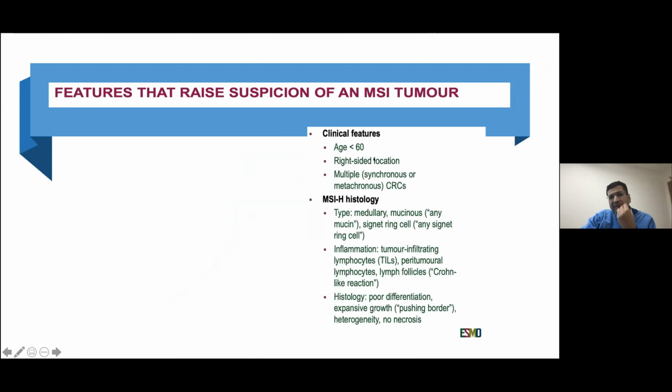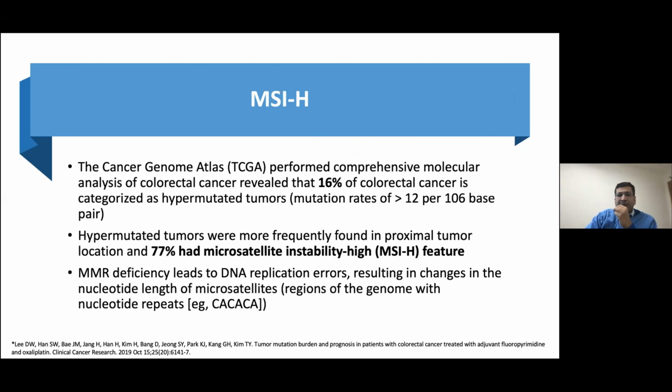Tumors which can be suggestive of MSI high: age less than 60, usually right-sided tumors. They present as multiple synchronous or metachronous colorectal cancers. Usually they have a typical histology of medullary or mucinous type. There are a lot of tumor infiltrating lymphocytes, which Dr. Pasricha can tell in a better way than us. Usually they are poorly differentiated, but poor differentiation and MSI high negate each other. So basically this we have discussed.